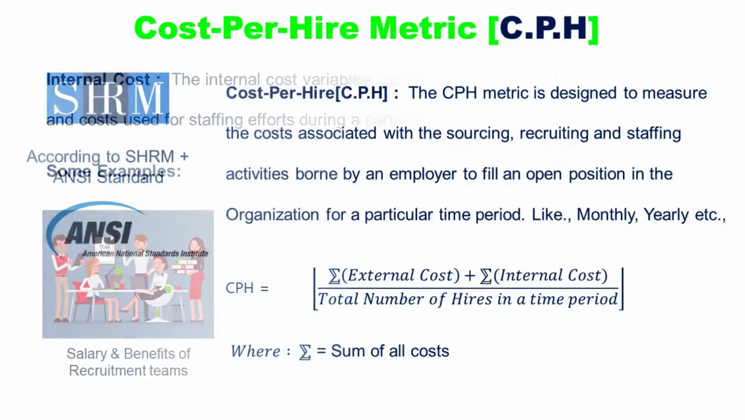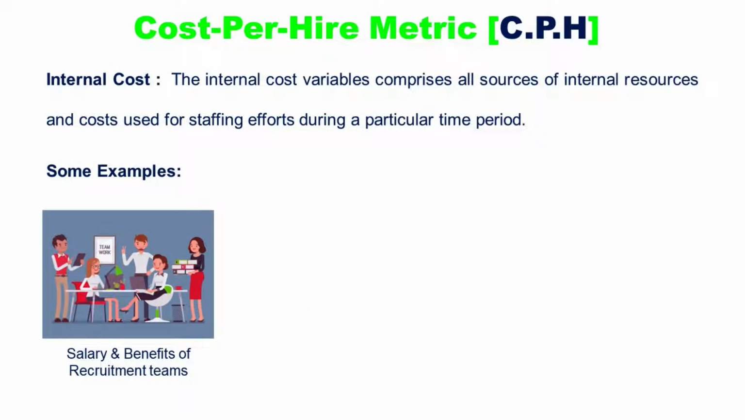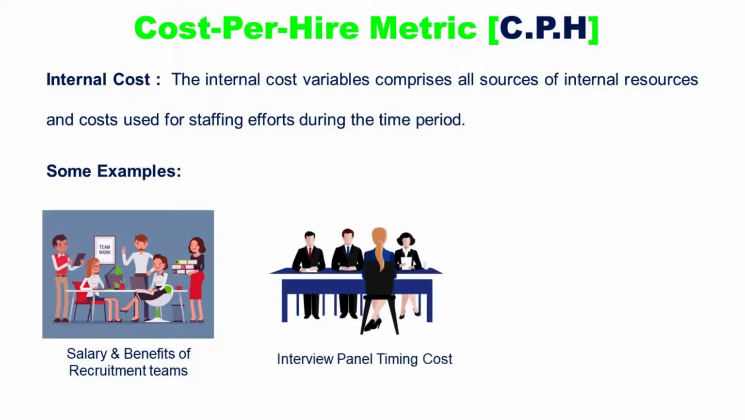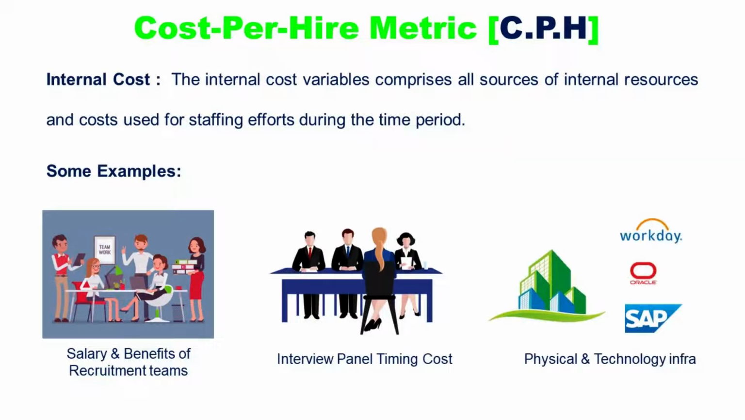Let us first see what the internal expense cost variables involved in it are. The internal cost variables comprise all sources of internal resources and costs used for staffing efforts during the particular time period. Some examples of the internal cost variables: salary and benefits offered to the recruitment teams, the interview panel members' time cost, physical recruitment space and technological expenses, like office rent and subscription fees of Workday, SAP and Oracle recruitment modules etc., can be considered for calculation of internal recruitment expenses.